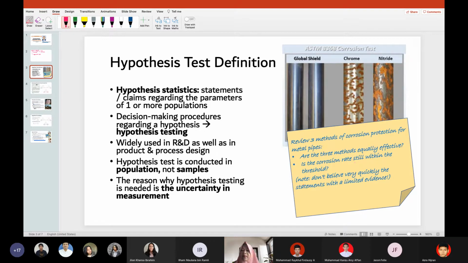Please, sometimes don't believe very quickly a statement with limited evidence. So we have to have the evidence to say that this is effective or this is not effective. So how do we say that with evidence and with hypothesis? Hypothesis tests help us to justify the conclusion for things that we claim.